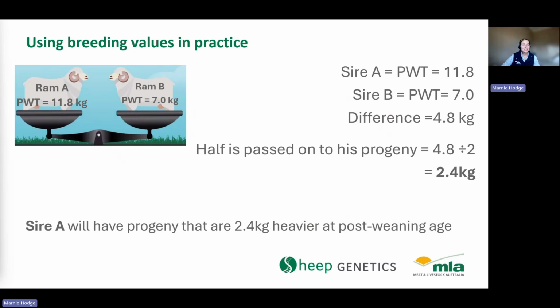So that means that sire A's progeny are going to be heavier at post-weaning age just through selecting better genetics, not through feeding them differently or managing them differently. That's just from genetic selection.